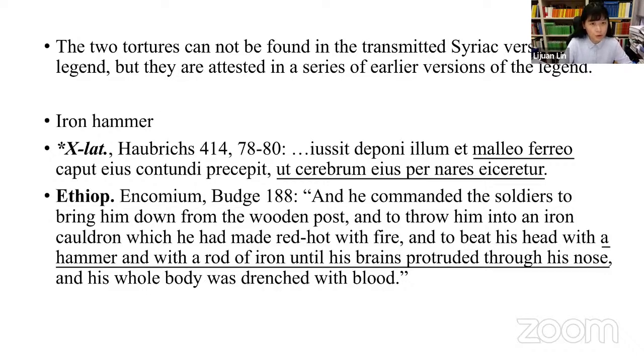But surprisingly, these two tortures cannot be found in the transmitted Syriac version of the legend, but they are actually attested in a series of earlier versions of the legend. For example, for the first torture, the iron hammer, we find parallels in the Latin version, where there is a similar description of the iron hammer with details of the brain from the nose. And a similar case exists also in the Ethiopic version, the iron hammer and a rod of iron till his brains protruded through his nose.